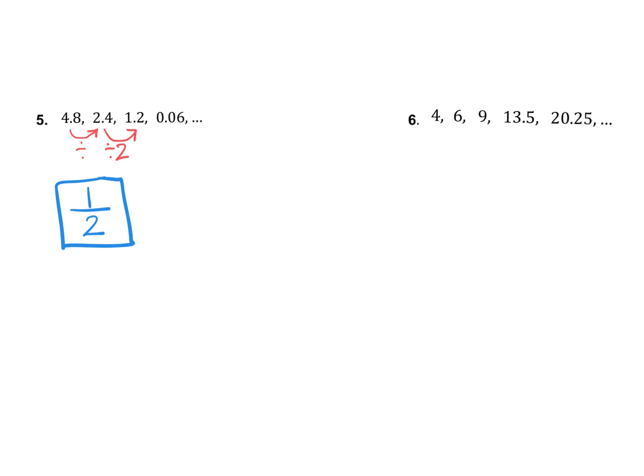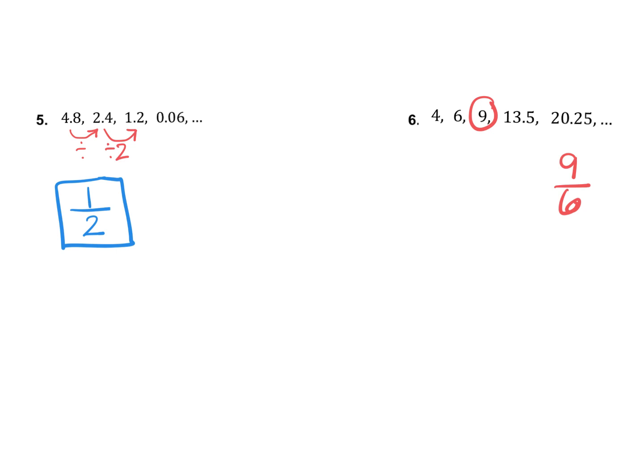All right, so question number 6, let's see. I'm trying to find a pattern where I'm going from 4 to 6 to 9 to 13.5 to 20.25. Well, this one's difficult because I can't think of an easy whole number that I can multiply by to get from 4 to 6 and then from 6 to 9 and so forth. So here's what would be really important for us to do: make that ratio. I'm going to take my term and divide it by the previous term, and that's what's going to help us get our common ratio.